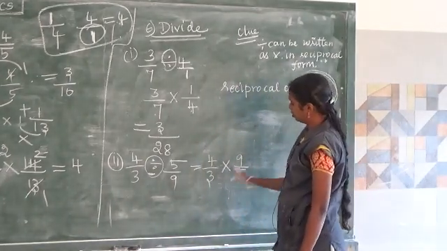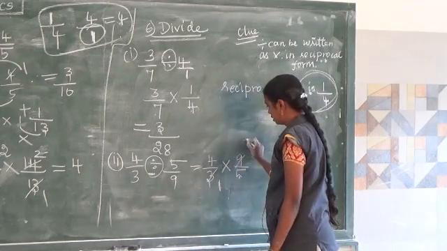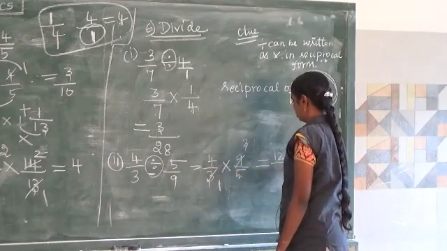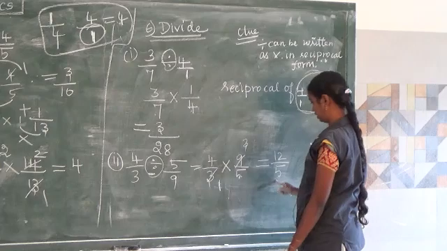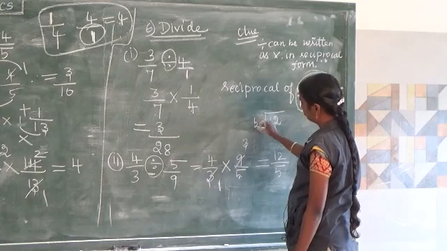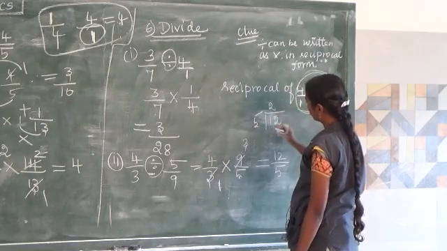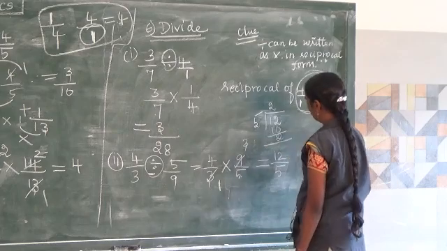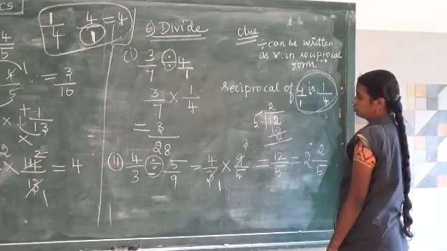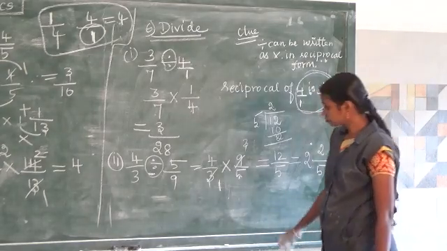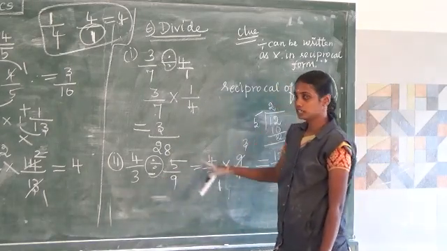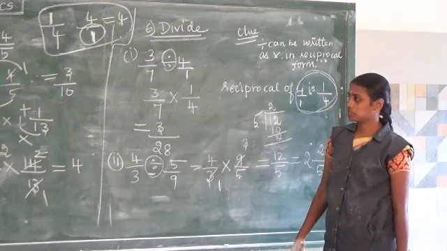Now 3 table we can cancel. 3 ones are 3, 3 threes are 9. Other number you cannot cancel. Multiply. 4 threes are 12, 1 fives are 5. It is improper. Convert into mixed one. 5 table 12 how many times? 2 times 10. Remainder 2. So you can write this as 2 2 by 5. Now everything, listen to me. Always the division convert into multiplication.